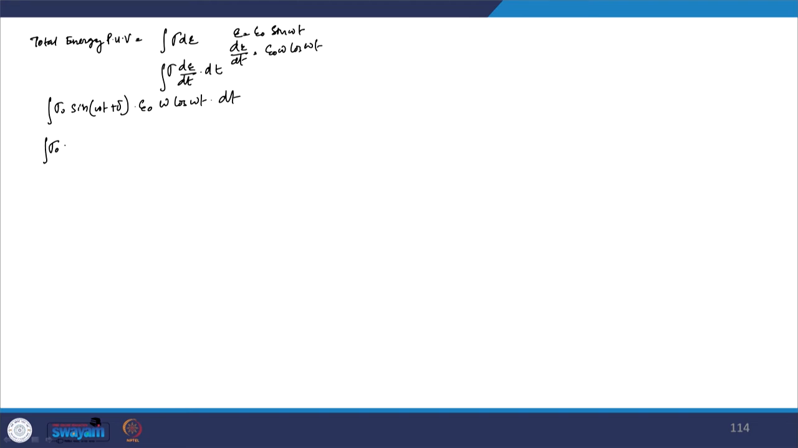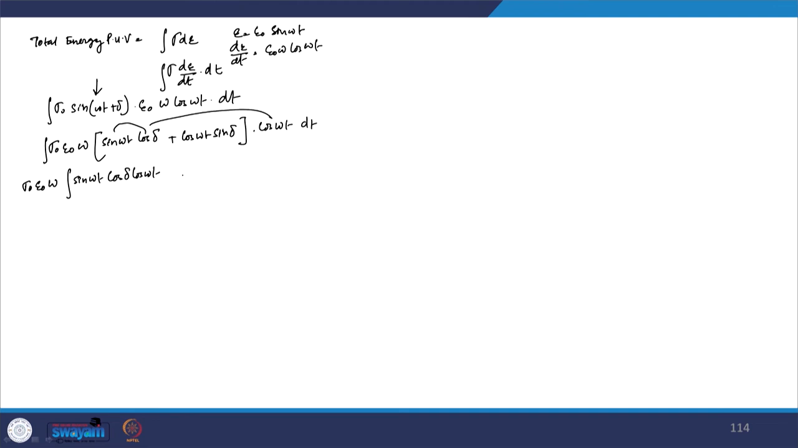So, here we can separate this sigma naught epsilon naught omega. Then we can open this term. So, we have sin omega t cos delta plus cos omega t sin delta into cos omega t dt, all right. So, again we can now separate this, we can write that this is equal to sigma naught epsilon naught omega, integration of sin omega t cos delta cos omega t, this multiplied with this, plus sigma naught epsilon naught omega, we have cos square omega t sin delta dt, okay.